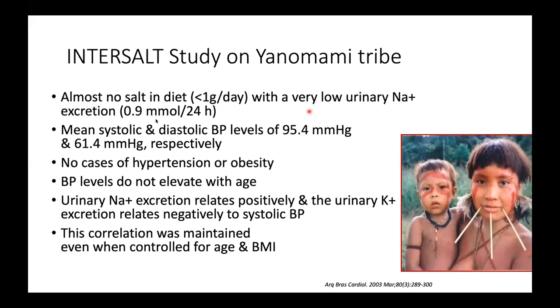so they have very low sodium excretion, less than 1 gram per day. Their mean systolic and diastolic blood pressure is almost 95 millimeters of mercury systolic and 61 diastolic. There were no cases of hypertension or obesity, and BP levels do not elevate with age in this tribe. They found that sodium excretion relates positively, and urine potassium excretion relates negatively, to systolic blood pressure.